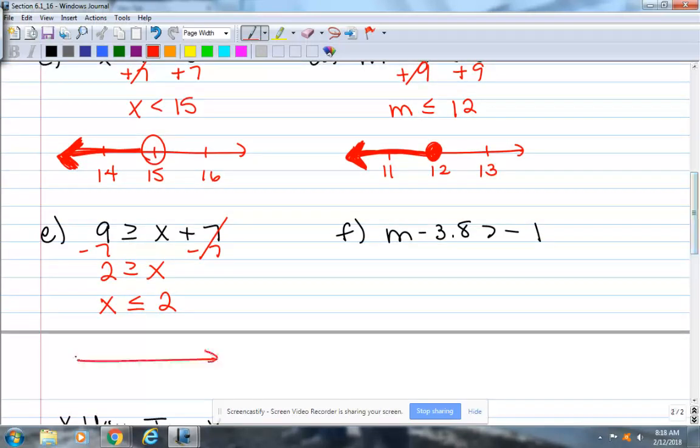So number line, 1, 2, 3. These are all less thans. So does 2 get an open circle or a closed circle? Closed. And do I shade left or right? And darken it. Yes, I did put a decimal on number F just to show us what we're going to do there.